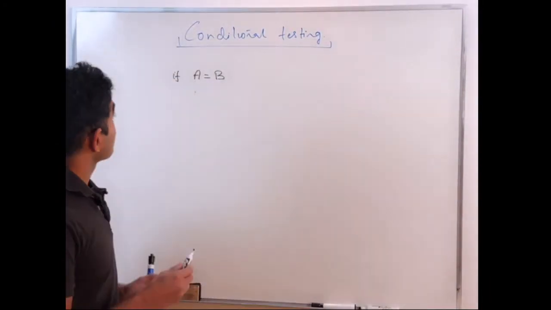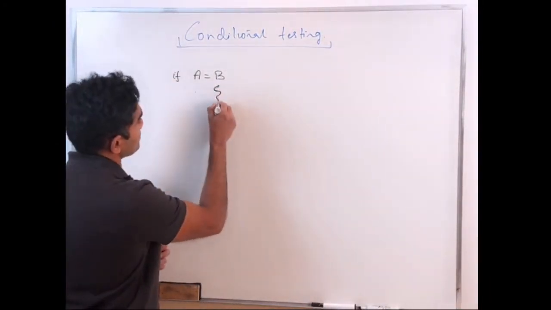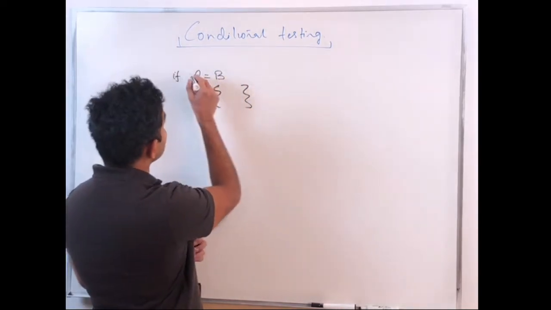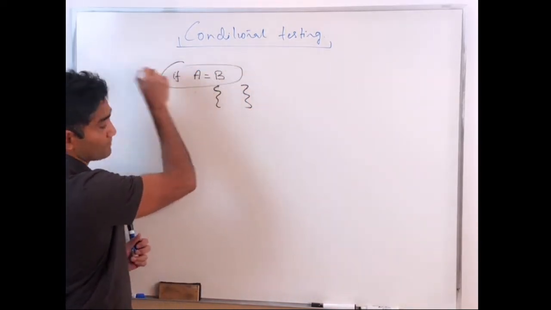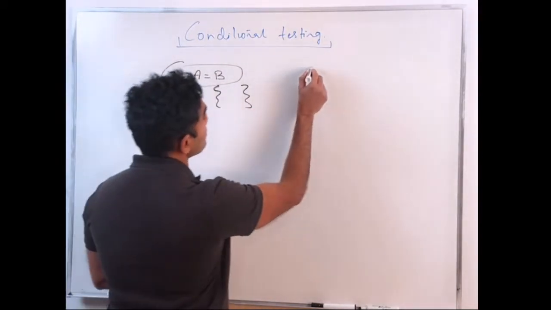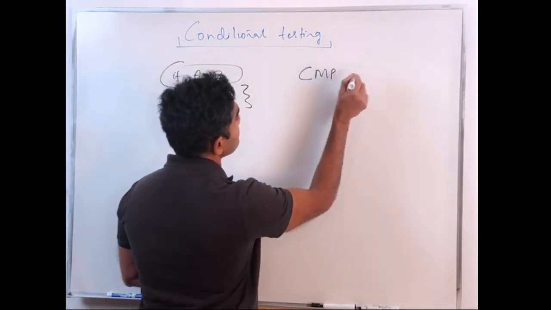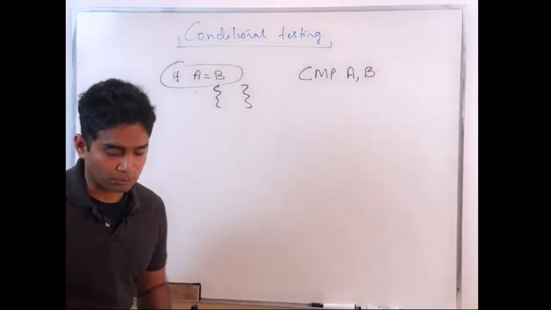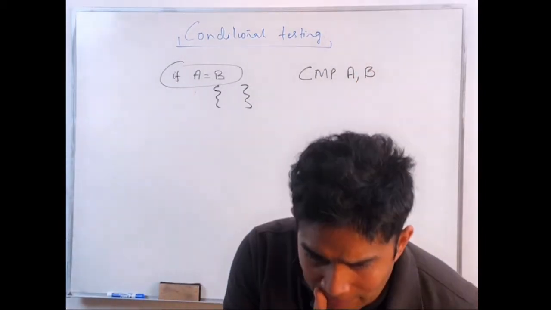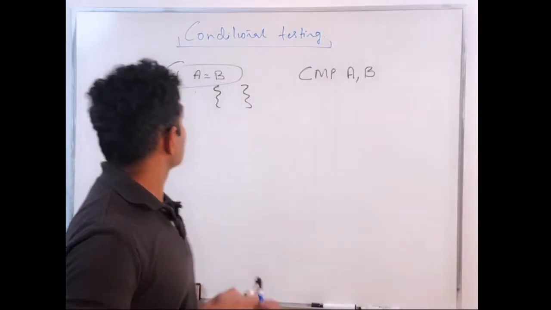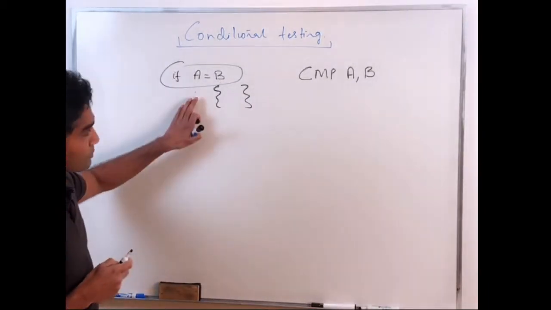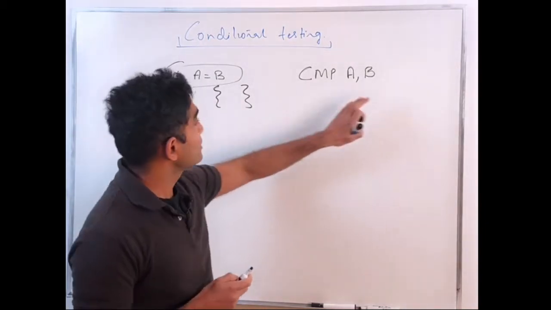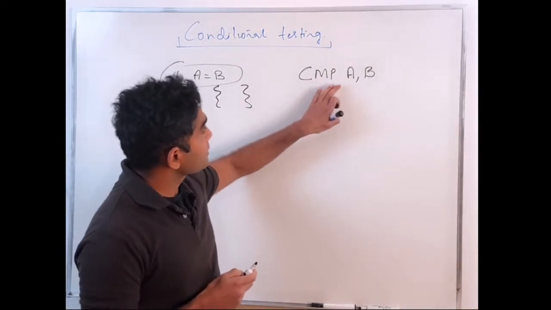If A equals B, do some operations. So at the hardware level, I can write the same instruction as compare A and B as an assembly language code. At the high level, the code looks like this. At the hardware, when I'm writing it as an assembly language code, my instruction looks like compare A comma B.